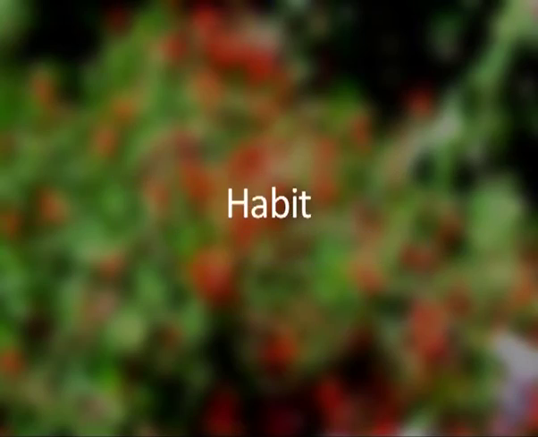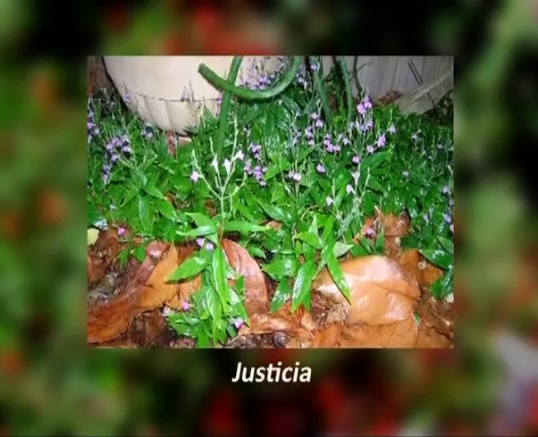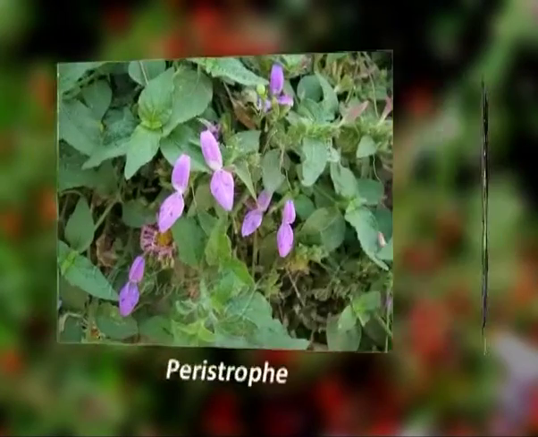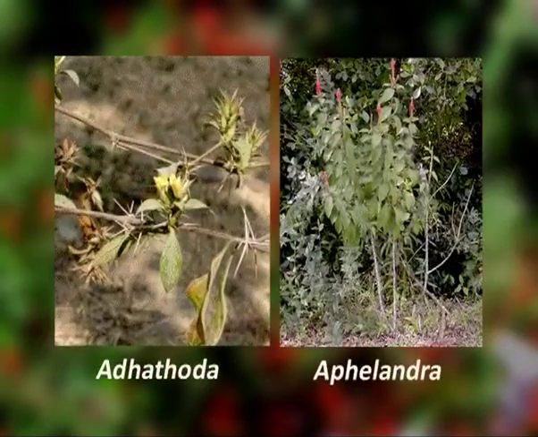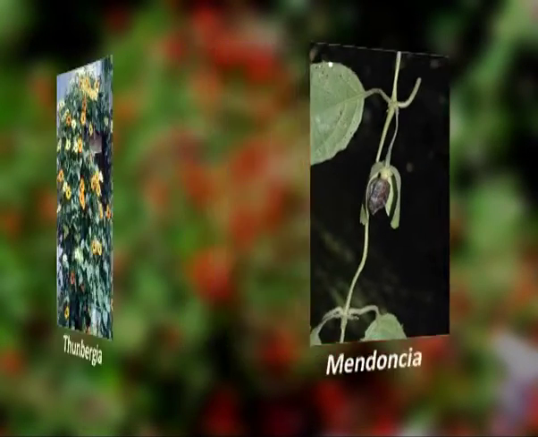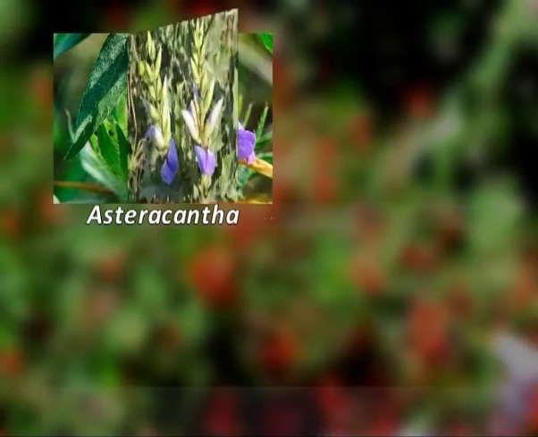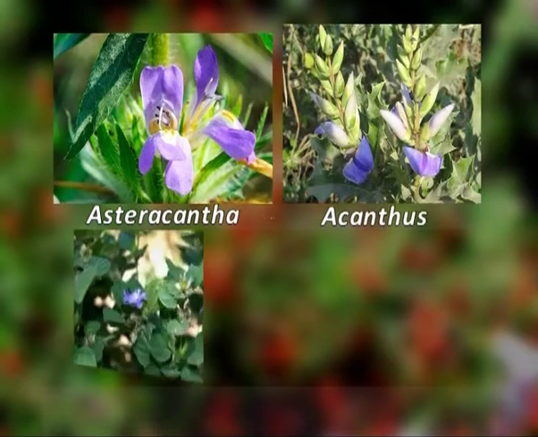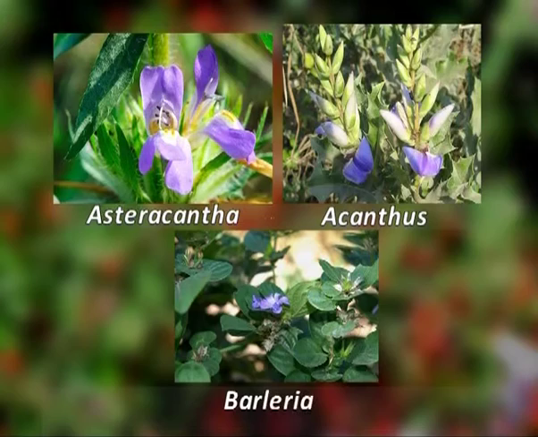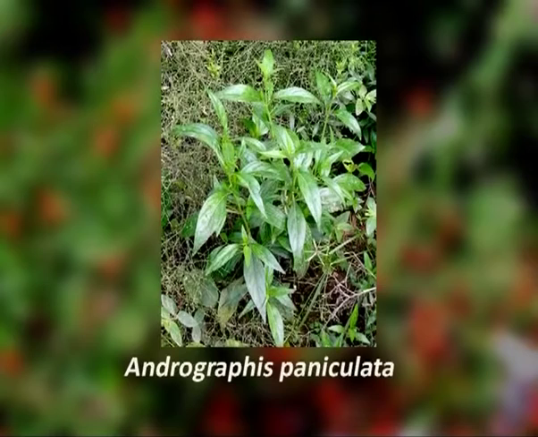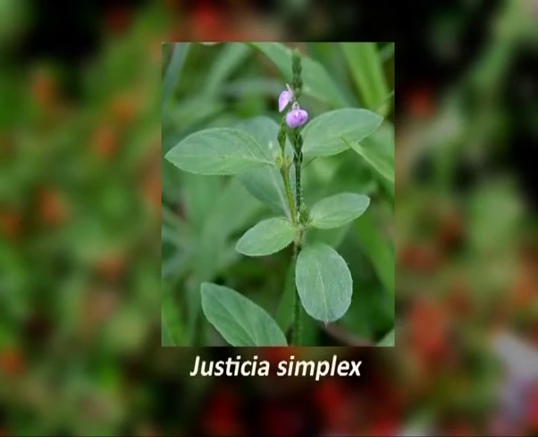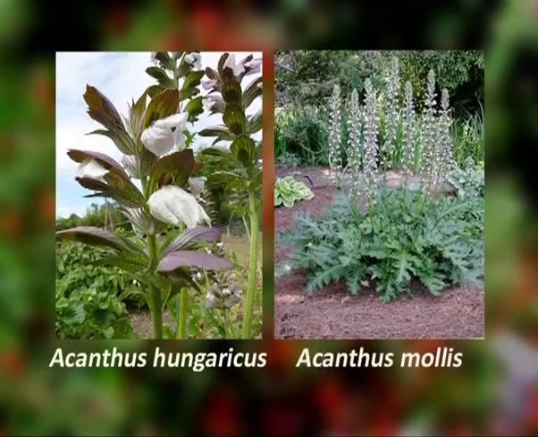First, the habit. The plants are generally herbs like Justicia, Ruellia, Peristrophe, shrubs like Adhatoda and Aphelandra, rarely twiners like Mendoncioideae and lianas like Thunbergioideae. Amphibious plants like Hygrophila, halophytes like Acanthus ilicifolius and xerophytes like Barleria are also known in the family. Plants can be annual like Andrographis paniculata and Justicia simplex, or perennial like Acanthus hungaricus and Acanthus mollis.